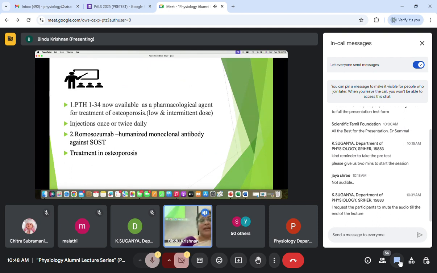So again, what is the clinical significance? PTH 1-34 is now available as a pharmacological agent for the treatment of osteoporosis. Injections are given once or twice daily. Then I told you there is a monoclonal antibody against SOST. So these two form the basis for osteoporotic treatment.